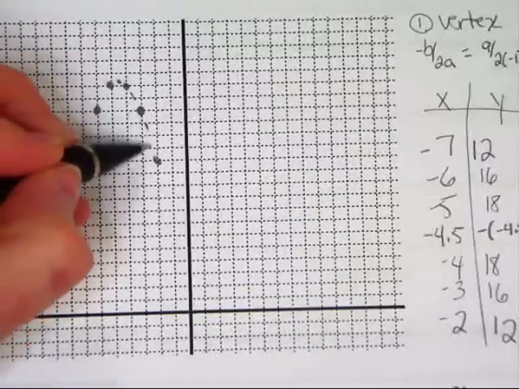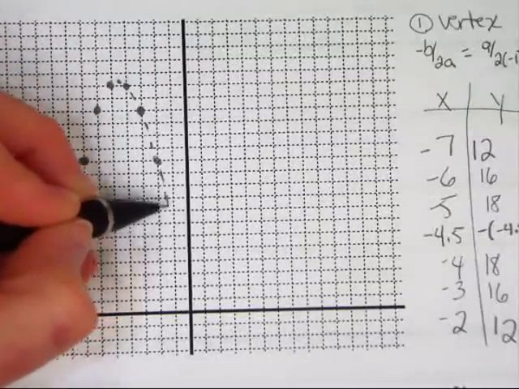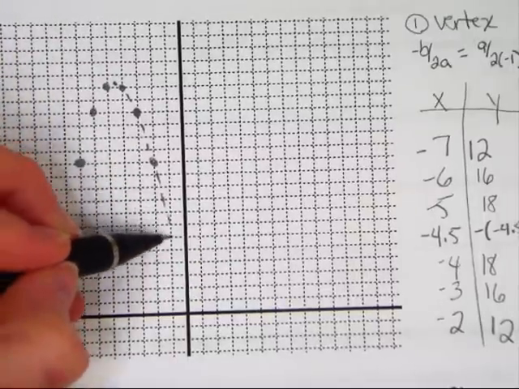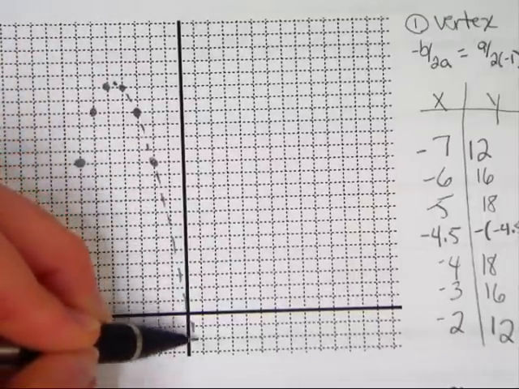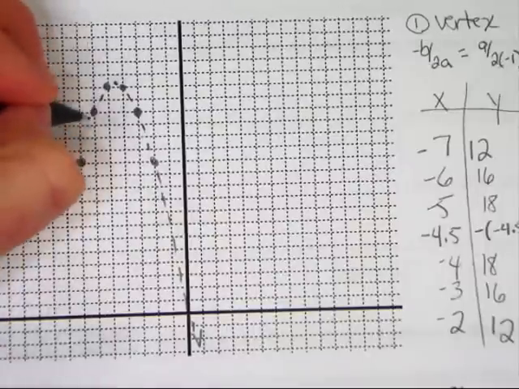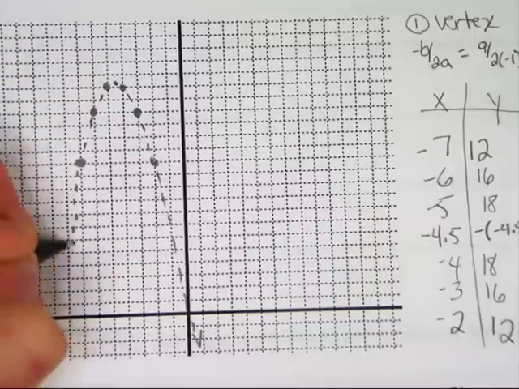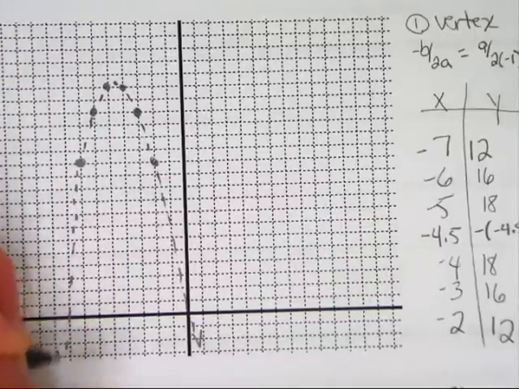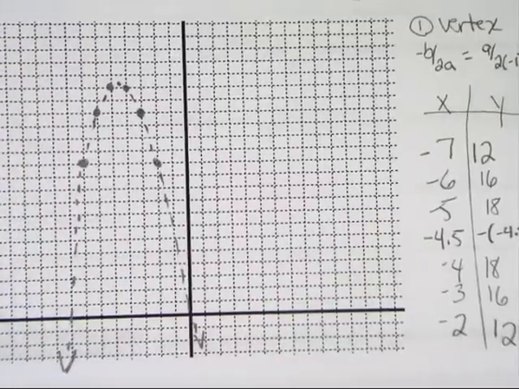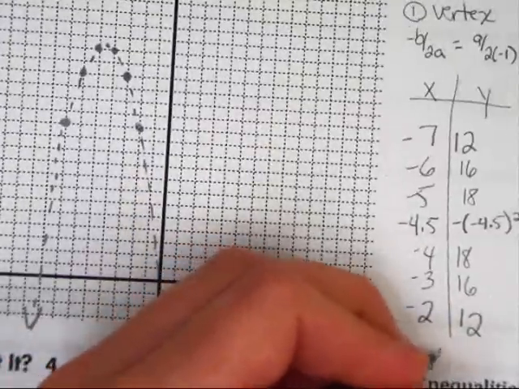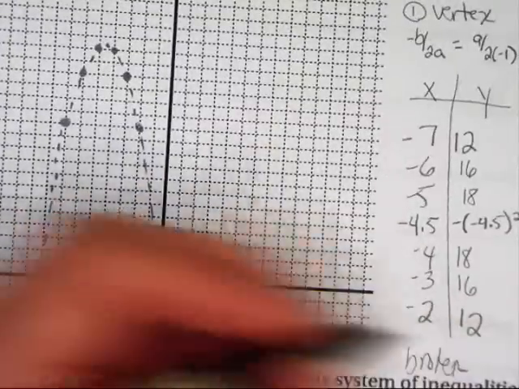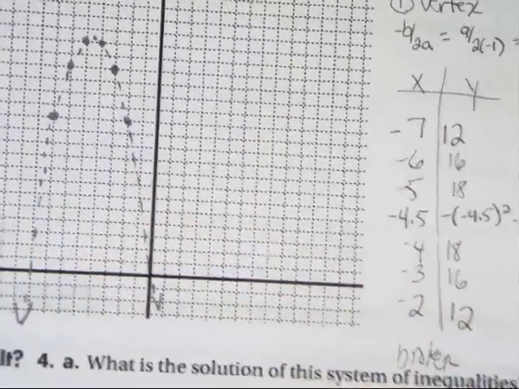Connect these. Now, do you guys know why I'm connecting them with a broken line? You should answer: the reason you're connecting them with a broken line is because it's not equal to. Okay, so you use a broken line. Broken line on that one.